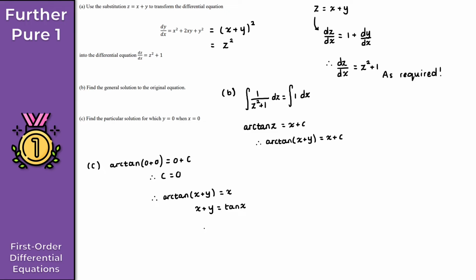And then basically, as we've just mentioned, we just want y equals here, right? So therefore, y is equal. So all I need to do then is just subtract x off both sides. So y is equal to tan x minus x here. So tan x minus x there, okay? And there we have it. So this here then is our particular solution for which y equals 0 when x equals 0 there, okay? So there we have it. That gives us the solution to question 1.